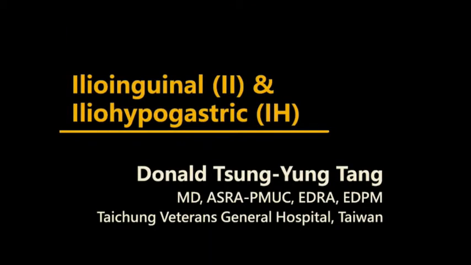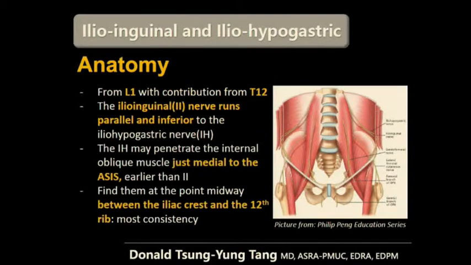Okay, the next one is the ilioinguinal and iliohypogastric nerve. To be honest, I didn't do injection for these two nerves very often, so I try to explain it as simply as possible. They come from L1, with some contribution from T12, and these two nerves often run parallel. The higher, cranial one is the iliohypogastric nerve, and the caudal one is the ilioinguinal nerve.